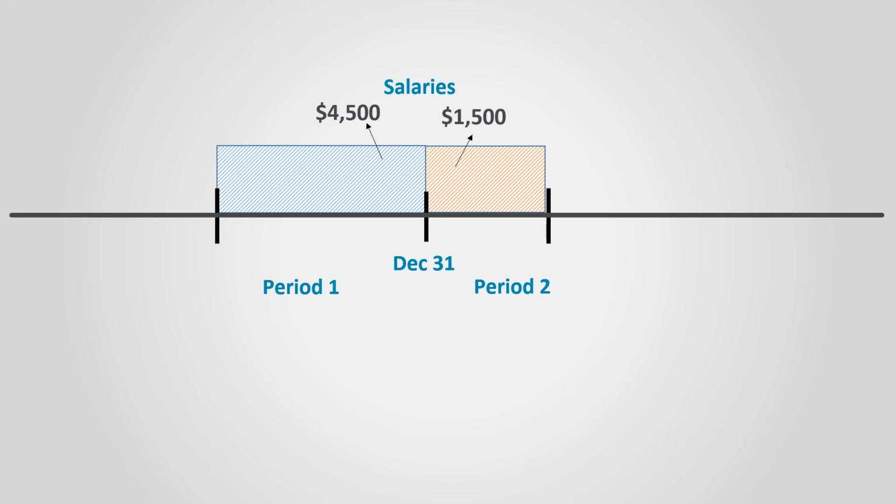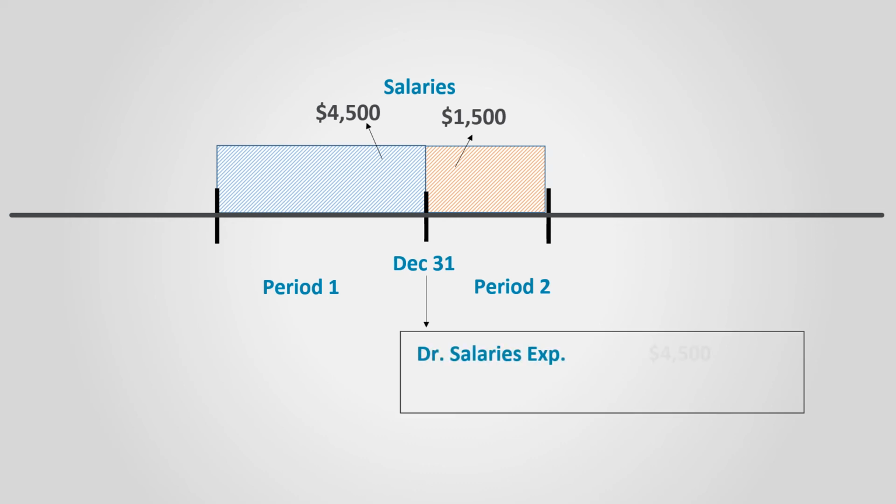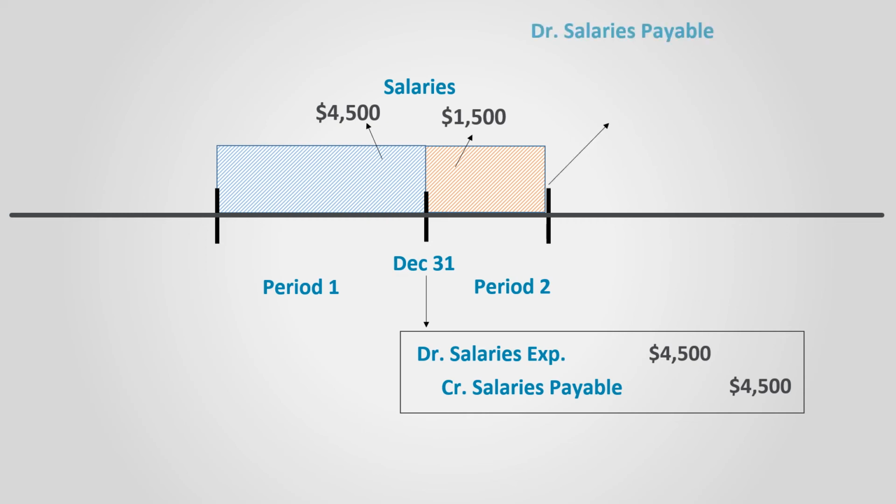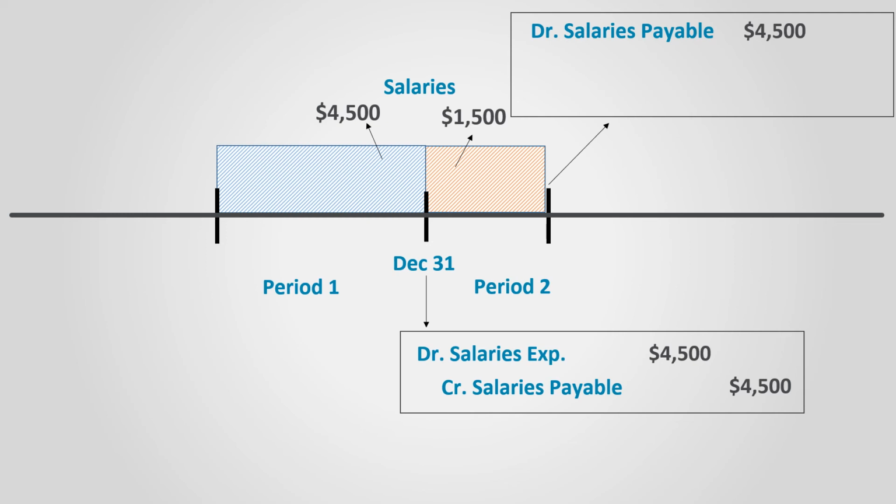At the end of December, an entry is required to recognize the salaries expense for the current period by debiting salaries expense and crediting salaries payable for $4,500. Later, in the following period, when the business pays, salaries payable gets debited to reduce it by $4,500, salaries expense is debited for $1,500 to recognize the expense of the new period, and cash is paid for the whole amount, which is $6,000, the $4,500 plus the $1,500.